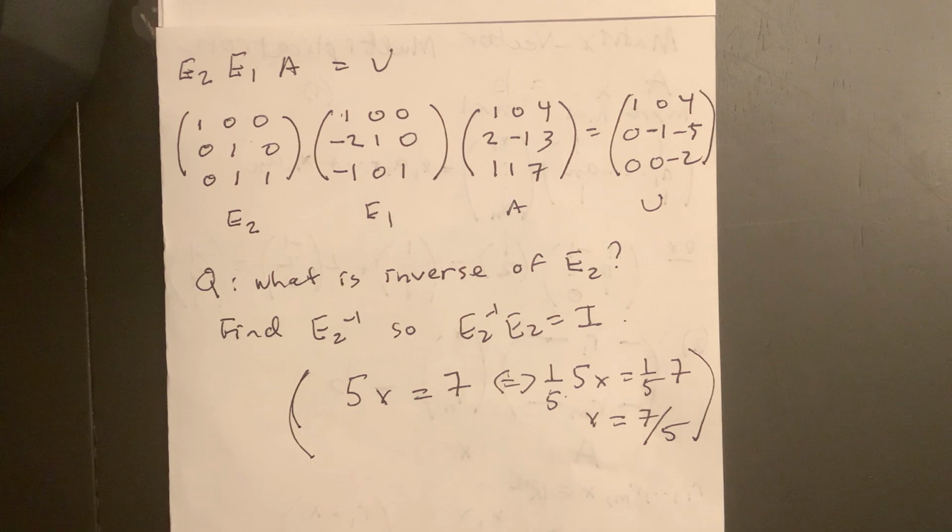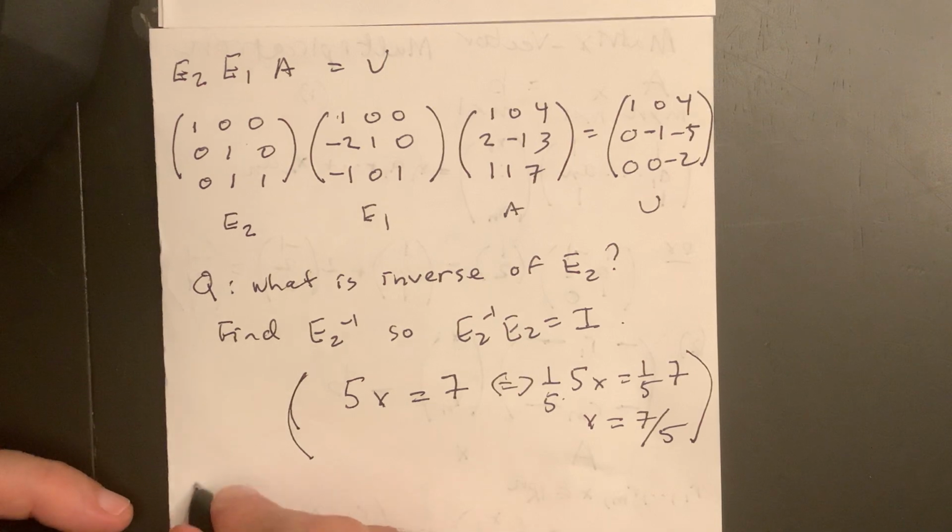So what does E2 do? E2 takes the second row and adds it to the third row. So whatever it multiplies on the right, it takes the second row and adds it to the third row. So to undo that, I should take -1 times the second row and add it to the third row, and that will undo the change I just did. I just added the second row. Now I subtract the second row. You can't undo it, but you can nullify it.